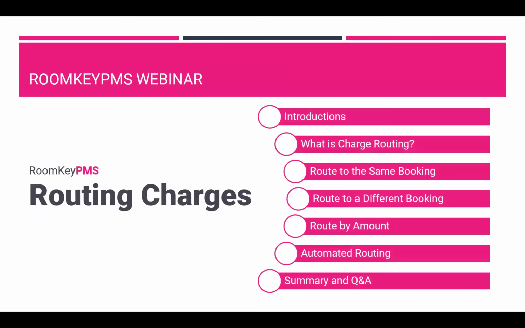So just an outline for today's presentation. We'll start with some introductions. Then we'll dive right into a definition of what is charge routing and some notes about how charges are routed in Roomkey. Then we'll take a look at some examples in a database. We'll look at examples for how to route to the same booking, how to route to a different booking, how to route by amount, and we'll also look at some of the automated routing tools that are available with our corporate accounts, wholesaler accounts, and group blocks. Then we'll wrap up today's presentation with a summary and Q&A.